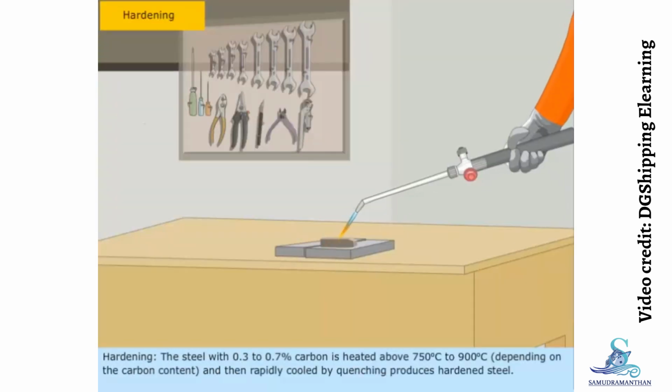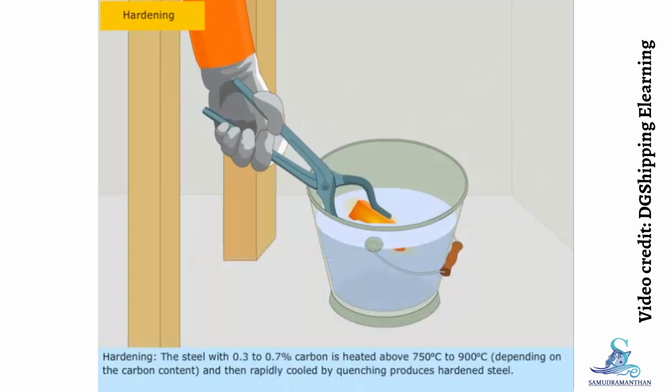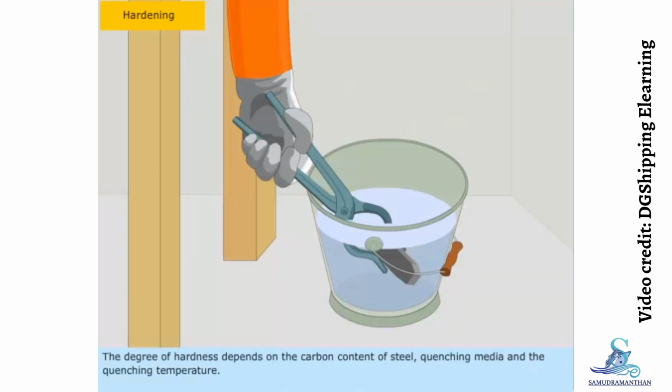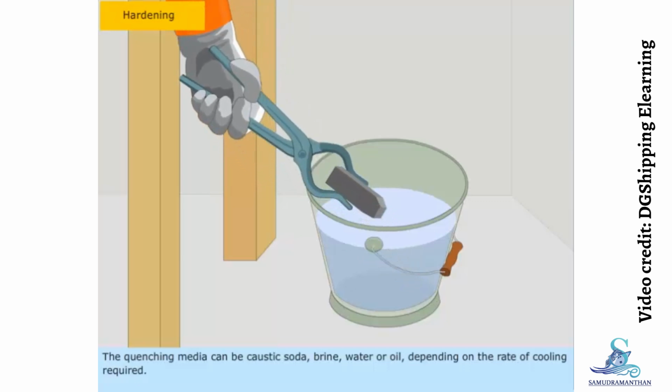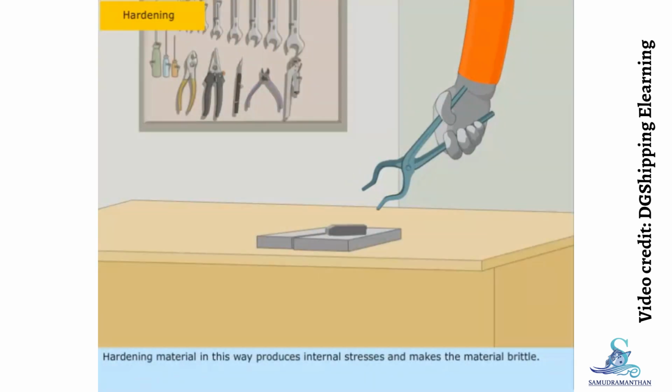Hardening. The steel with 0.3 to 0.7% carbon is heated above 750 degrees Celsius to 900 degrees Celsius, depending on the carbon content, and then rapidly cooled by quenching to produce hardened steel. The degree of hardness depends on the carbon content of steel, quenching media, and the quenching temperature. The quenching media can be caustic soda, brine, water, or oil, depending on the rate of cooling required. Hardening material in this way produces internal stresses and makes the material brittle.